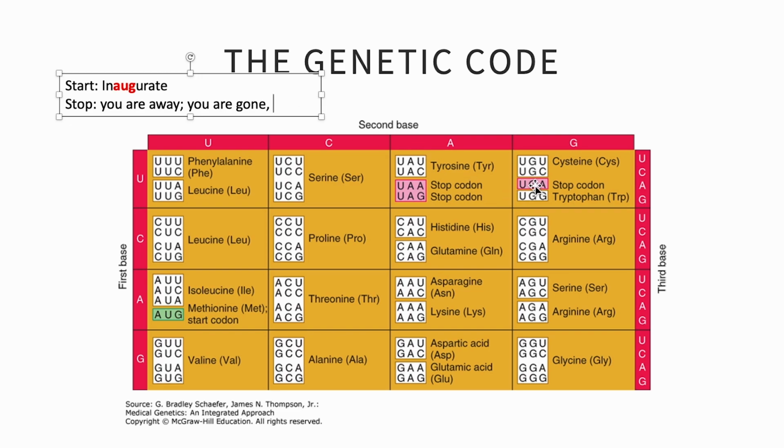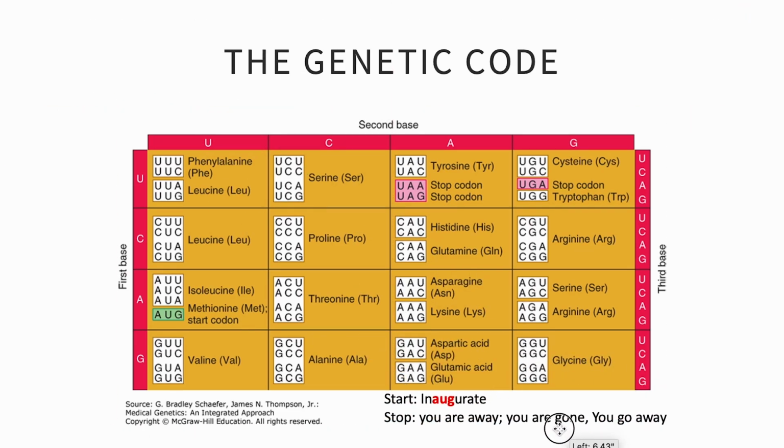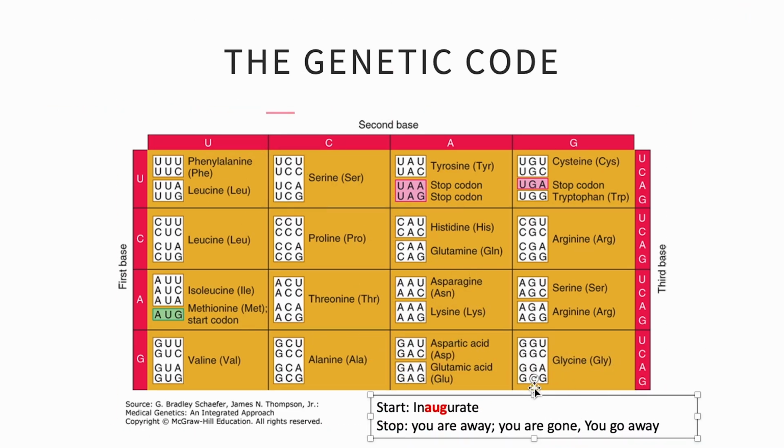And then we have the U go away. U go away. That is the UGA. That's not hard to remember. I saw this mnemonic once and I still remember.